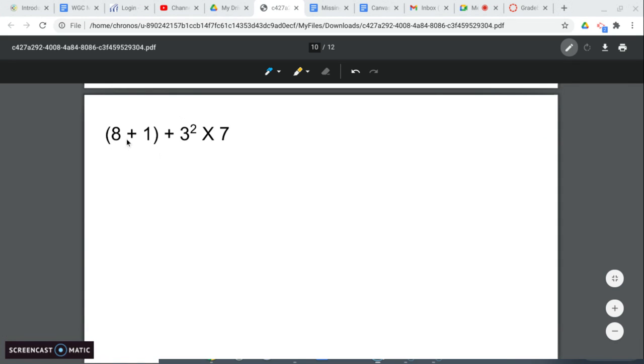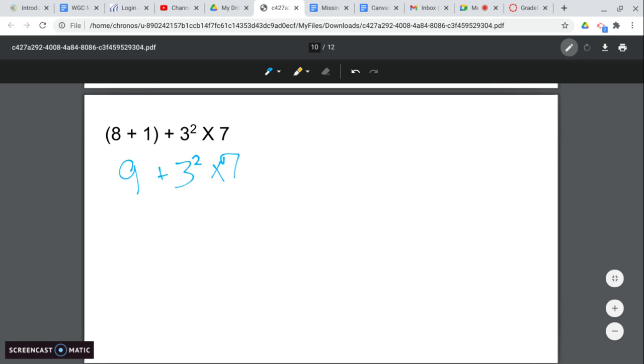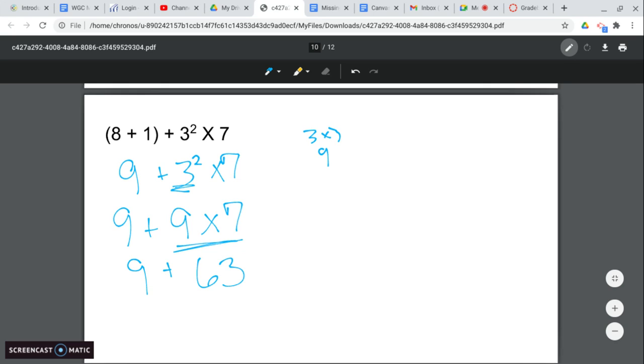We have (8 plus 1) plus 3 squared times 7. 8 plus 1 is 9, since we start with the parentheses first, plus 3 squared times 7. Now, do we have any exponents? We do indeed. 3 squared, so 3 times 3 equals 9. So we have 9 plus 9 times 7. Next, what do we do? Our multiplication. 9 times 7 is 63. We're going to add 9 to that, so it's going to give us 72.